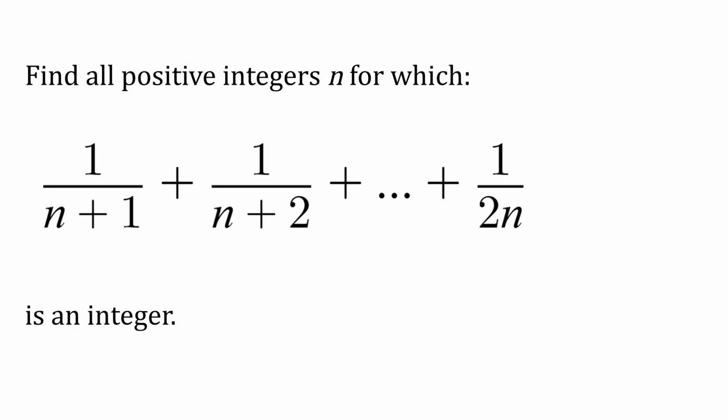So today's first question will be: find all positive integers n for which 1 over n plus 1, plus 1 over n plus 2, and so on and so forth up to 1 over 2n, is an integer. I'll give you guys some time to do this question.